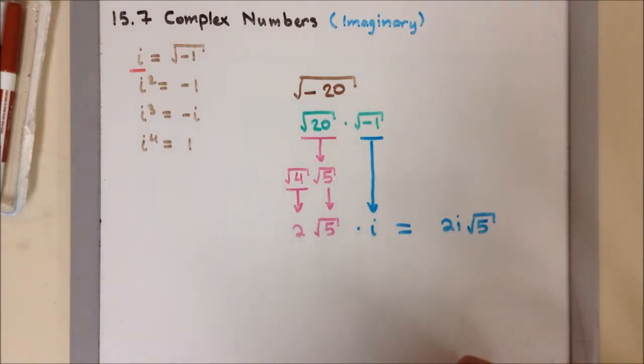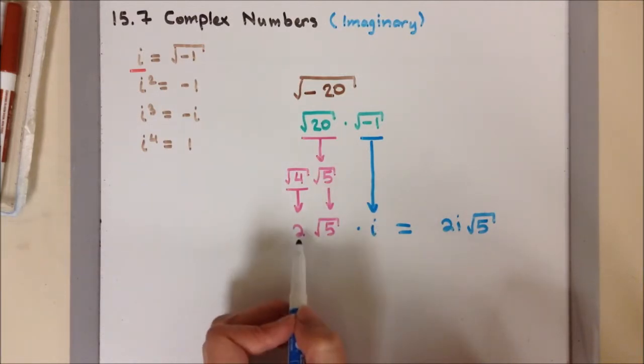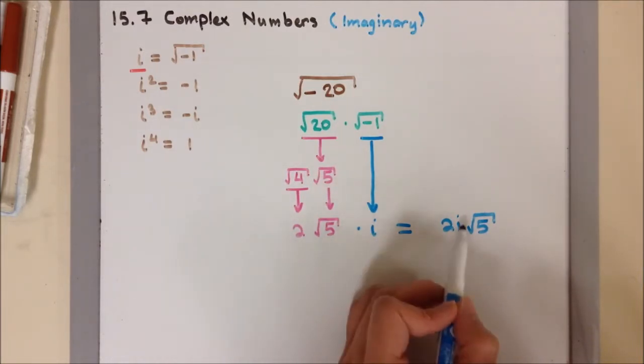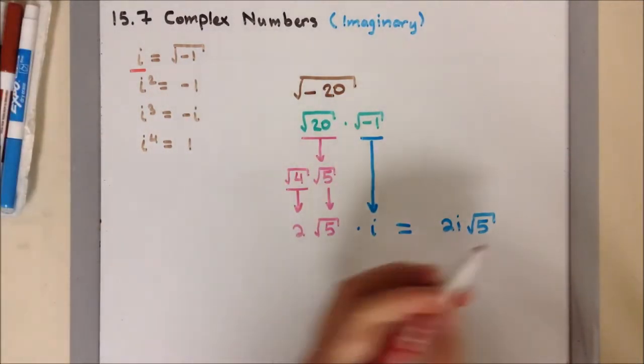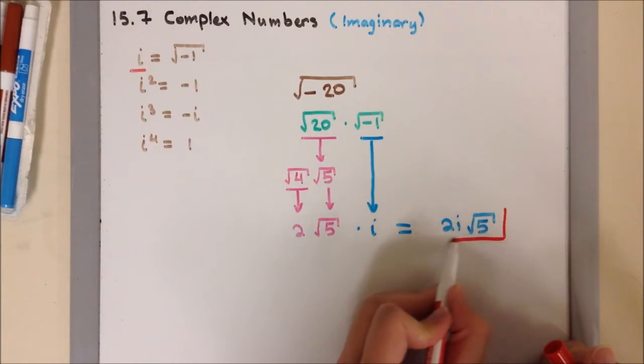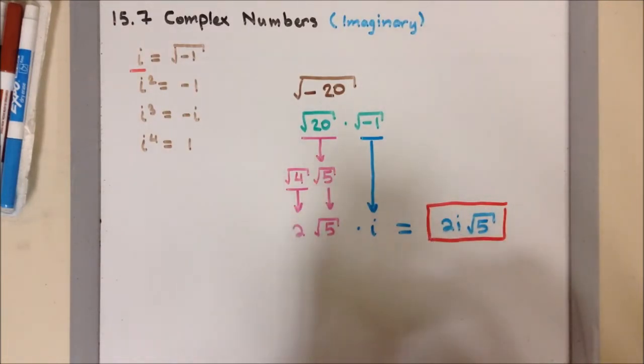So any number that you were able to take the square root of, we're going to put i behind it, or basically put i in front of the square root. And this is our final answer. So that's all you have to do when you're simplifying square roots of negative numbers.